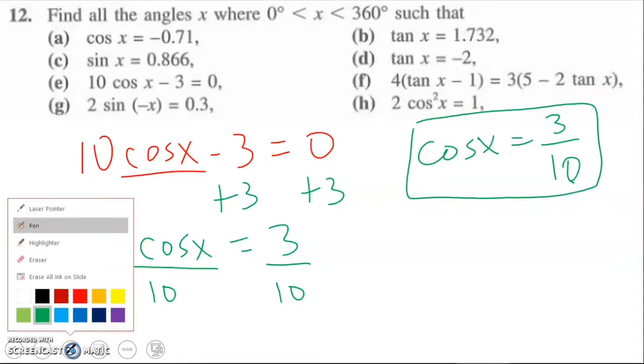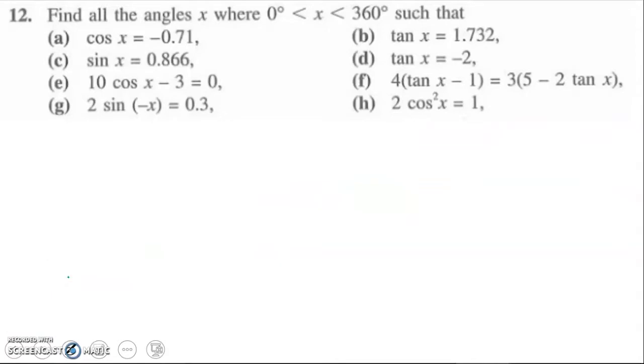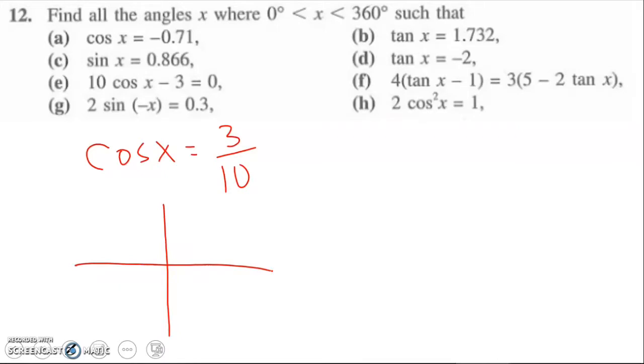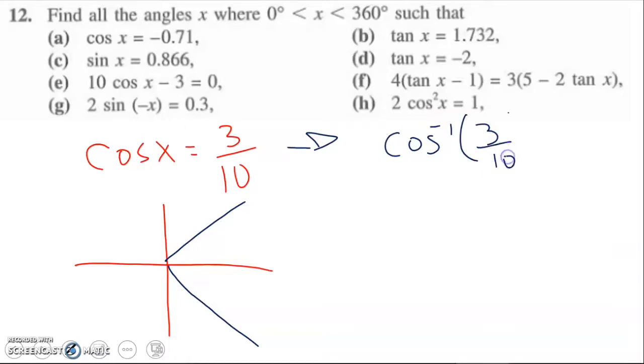Now, we're going to do this exact same thing. I'm going to go a bit quicker now. So I know cos x is equal to 3 over 10. Ask yourself, well, where is cos positive? Cos is going to be positive here. It's also going to be positive here. So I know my two angles are going to be right there. You want to find the angle associated with this. So you want to do cos inverse of 3 over 10 in your calculator.